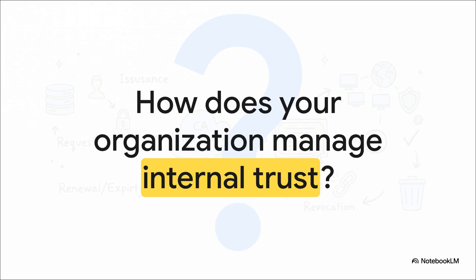As we wrap up this explainer today, I want to leave you with a provocative thought to take back to your teams. How does your own organization manage internal trust and certificate lifecycles for local development right now? Are you guys still relying on dangerous, hacky localhost workarounds that could accidentally leak into production at any moment? Or are you actively utilizing private CAs to ensure your code is secure by default from day one?